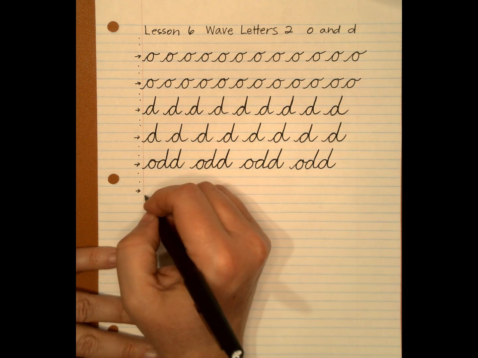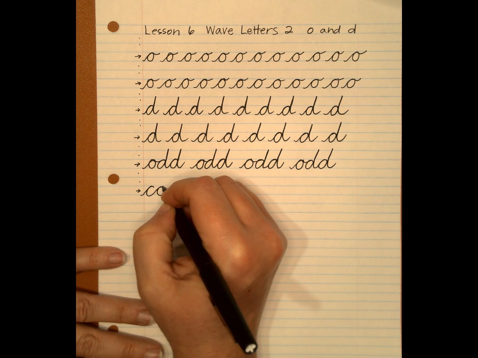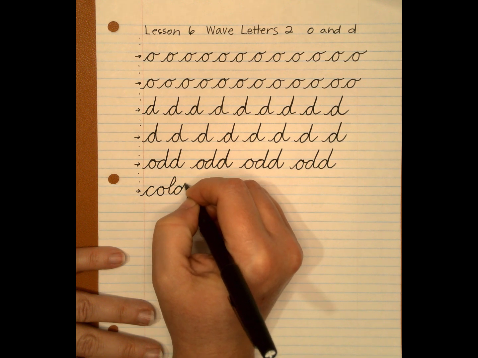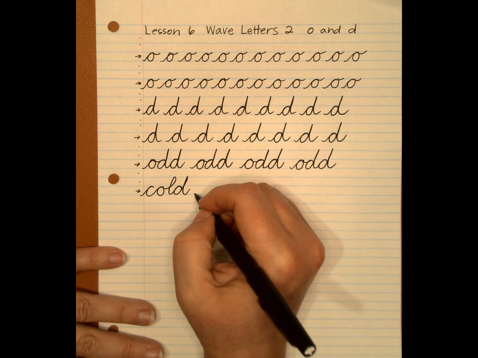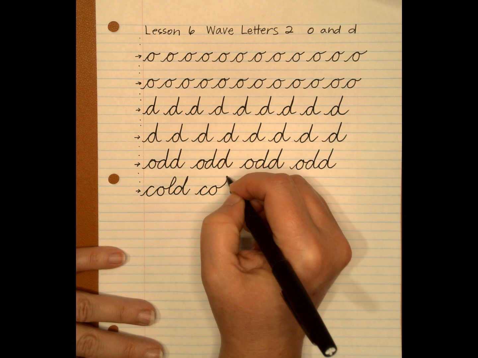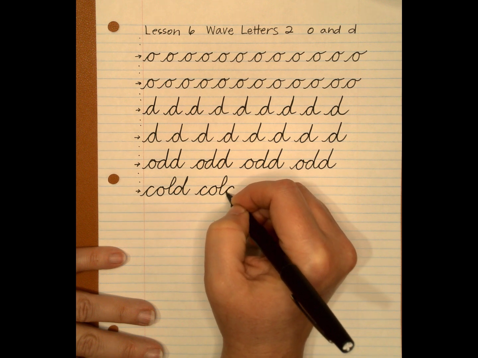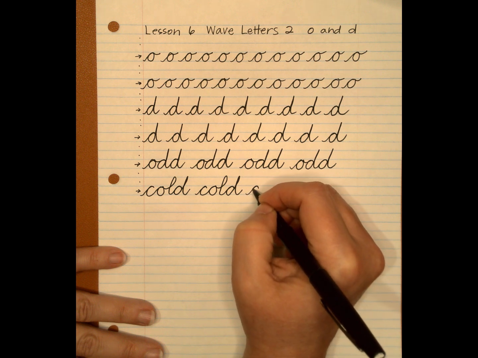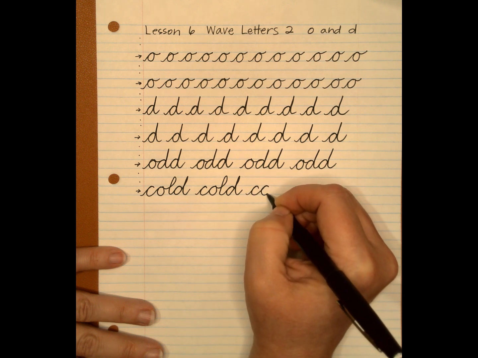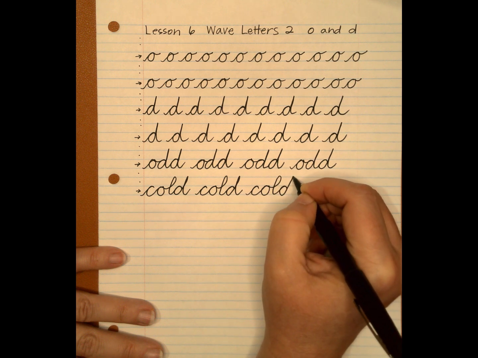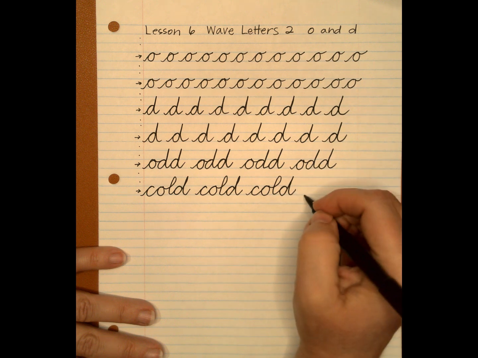Let's try here the word cold. That C is your basic wave, goes into the O, exit at the midline to go into the tall L, exit the L all the way back at the bottom to go into the wave to make the D. And then that swipe all the way back up to that top line. This is pulling together a lot of different moves now.